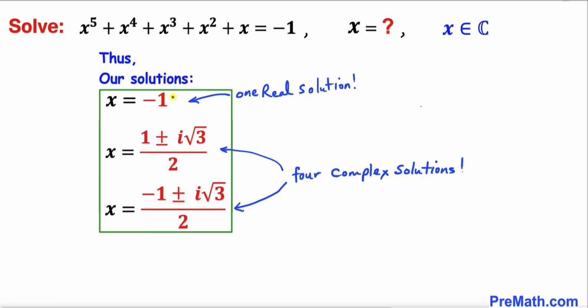Thus we can see that we got a total of 5 solutions, out of which x = -1 is our only real solution, while the 4 others are complex solutions. Our complex solutions are x = (1 ± i√3)/2, and the other two are x = (-1 ± i√3)/2.